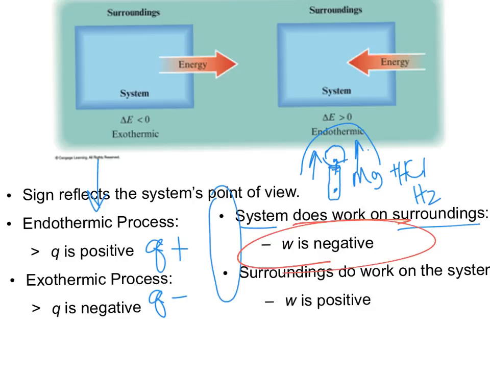If surroundings does work on the system, let's pretend you're the system and the surroundings may be a plastic surgeon. Well, hey, this plastic surgeon is going to make you look like Angelina Jolie or Brad Pitt. That is positive. So if the surroundings does work on the system, the W is positive. So again, when the system does work, bad, that's negative. When work is done on the system, positive.